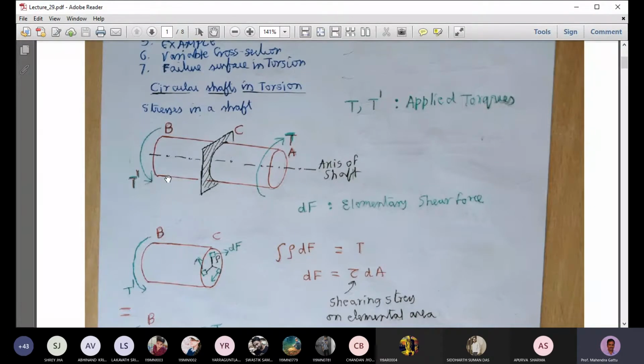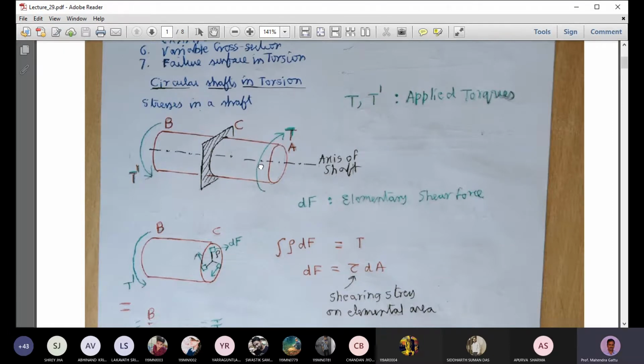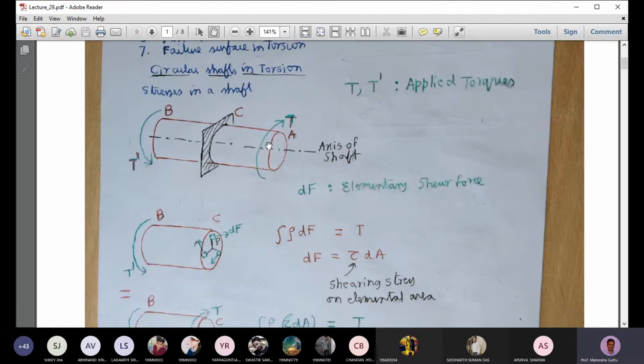Okay, so T prime you can represent like a double arrow, and it will be pointed towards the rightward direction. And T we can represent by a double arrow which will point towards the leftward direction. So this twisting moment will produce some rotation of this entire shaft. So we want to see what are the stresses produced due to this twisting moment.